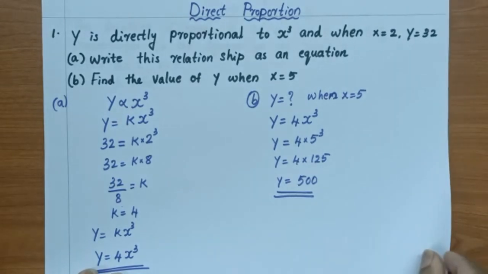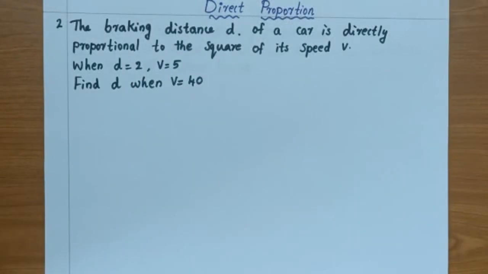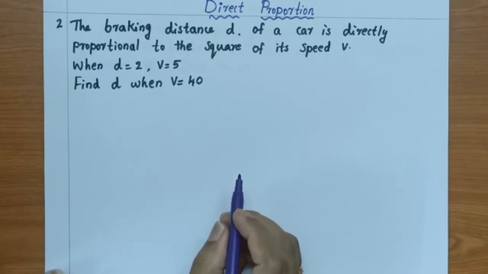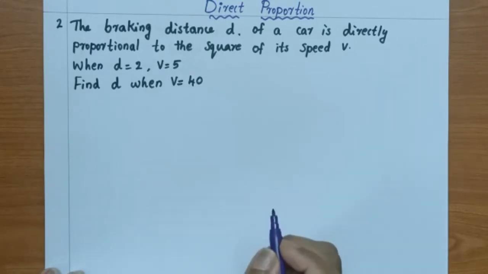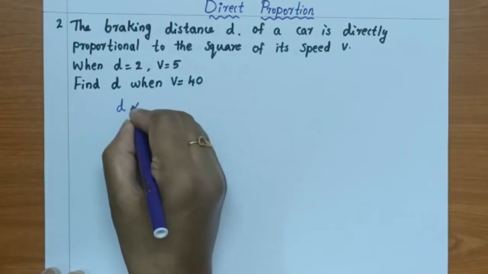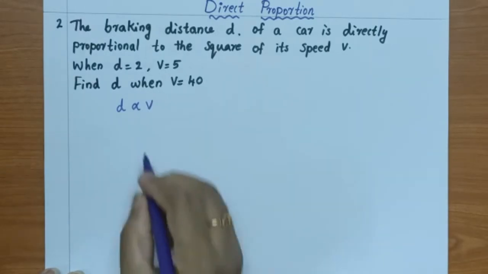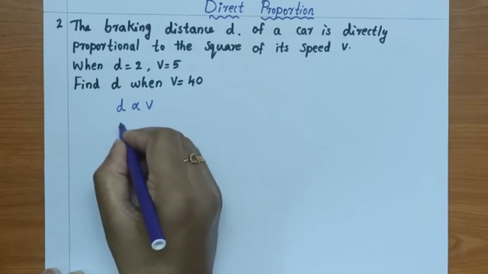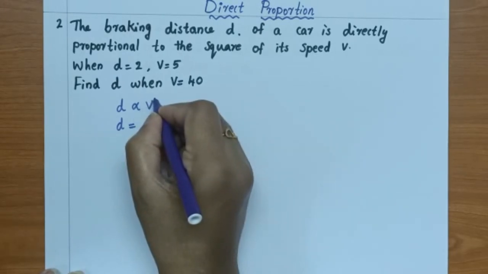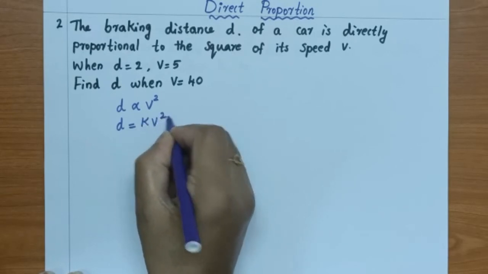Now question number 2. The braking distance d of a car is directly proportional to the square of its speed v. So we can write using the proportionality symbol the braking distance d. d is directly proportional to v square. So when we are removing the proportionality symbol, d equal to kv square.